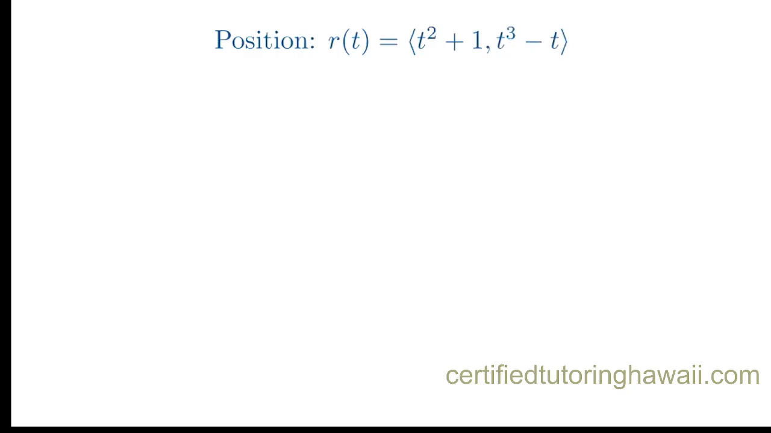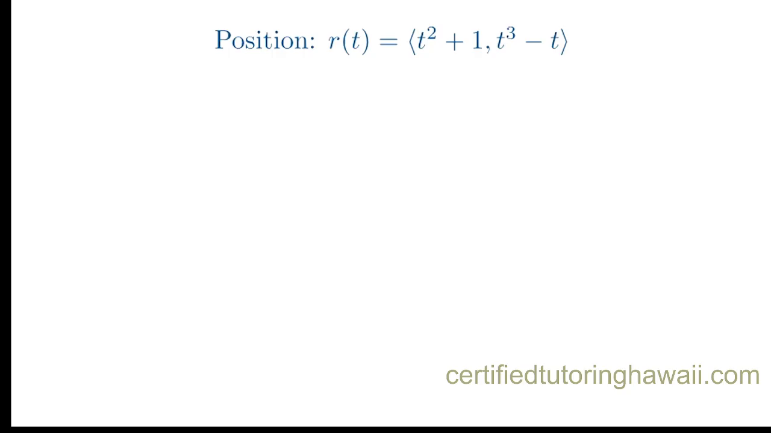First, let's find the velocity function, v of t. We take the derivative of each component. The derivative of t squared plus 1 is 2t. The derivative of t cubed minus t is 3t squared minus 1. So our velocity vector is ⟨2t, 3t squared minus 1⟩.